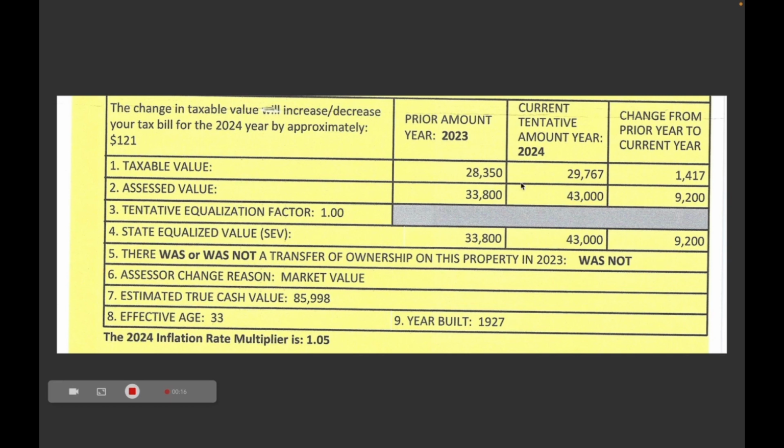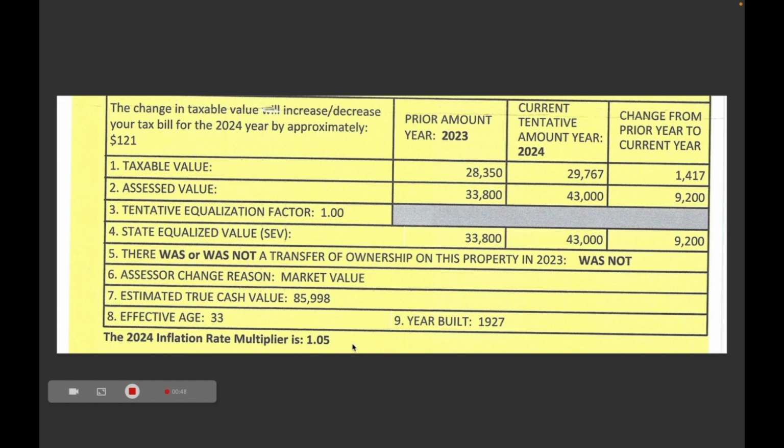So ignore the change in numbers over here, it is not relevant to what we were looking at. But I did want to point out that the 2024 inflation rate multiplier is 1.05. Now, I did just mention that the taxable value can go up on a yearly basis, 5% or the rate of inflation, whichever is less. Inflation is still pretty high, so we are maxing out at that 5% once again. It was the same way last year.